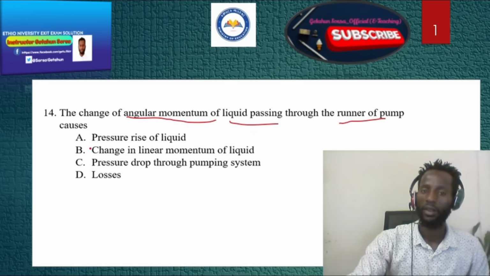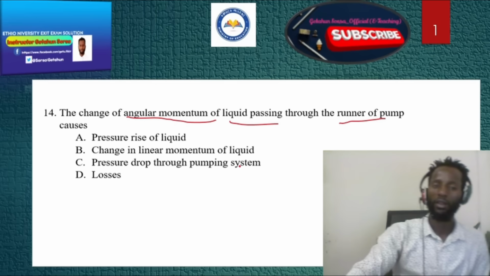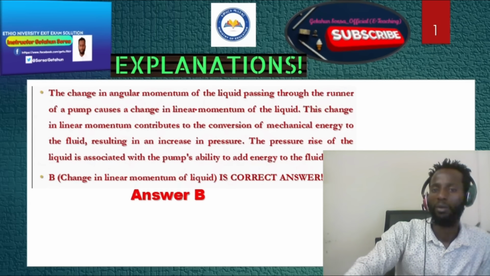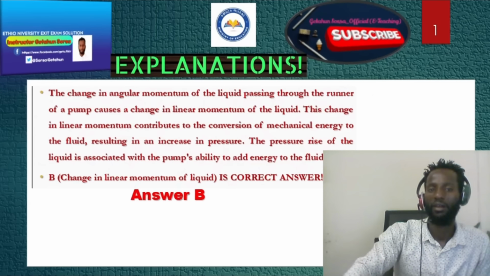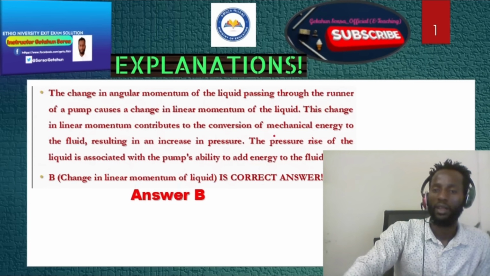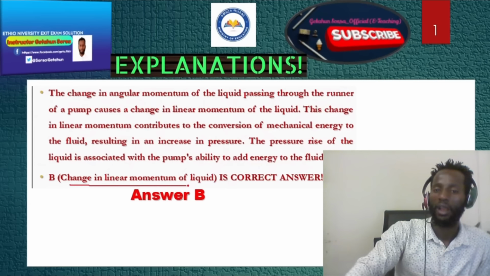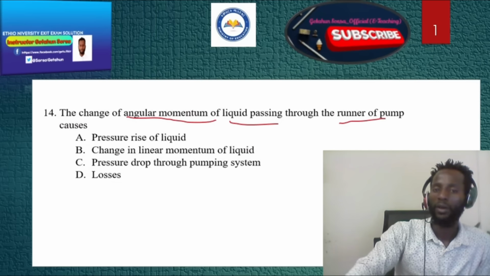In this question there are 4 choices, and to select the correct answer: the change in angular momentum of the liquid passing through the runner of a pump causes a change in linear momentum of the liquid. So the correct answer from this description is choice B, change in linear momentum of the liquid. When there is a change of angular momentum of the liquid passing through the runner of the pump, it causes a change in linear momentum of the liquid also. So B is the correct answer.